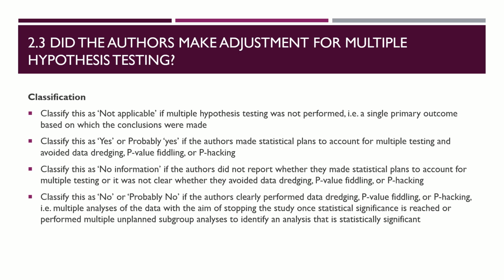Classify this as no information if the authors did not report whether they made statistical plans to account for multiple testing, or it was not clear whether they avoided data dredging, p-value fiddling, or p-hacking. Classify this as no or probably no if the authors clearly performed data dredging, p-value fiddling, or p-hacking. Usually they say we aimed to stop the study once statistical significance was reached. Or they performed a lot of unplanned subgroup analysis to identify an analysis that is statistically significant.